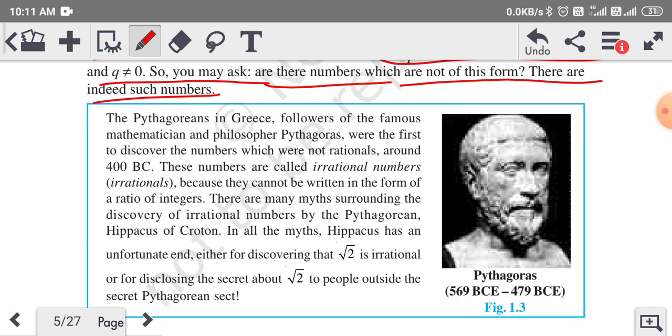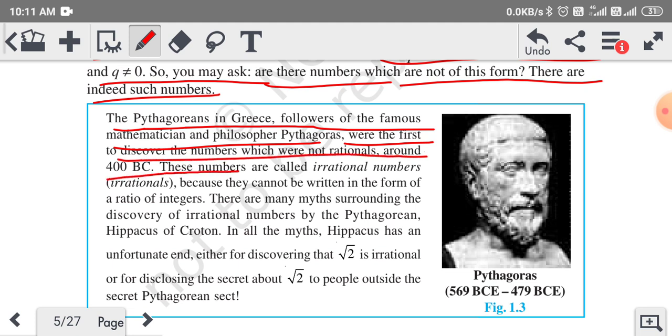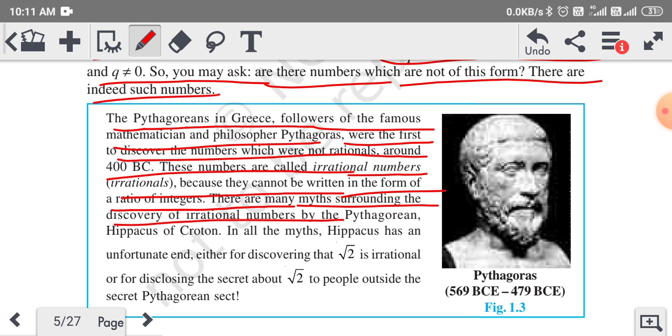In Greece, the Pythagoreans, followers of the famous mathematician and philosopher Pythagoras, were the first to discover numbers which were not rationals, around 400 BC. These numbers are called irrational numbers, irrationals, because they cannot be written in the form of a ratio of integers.